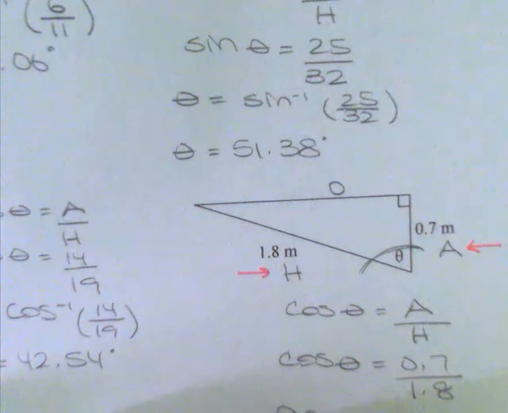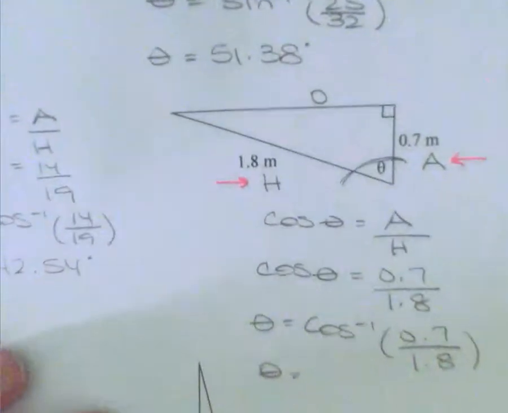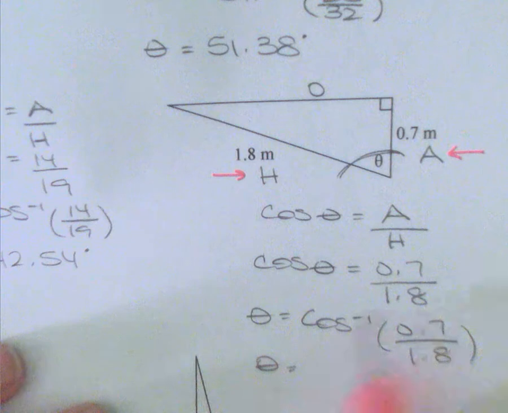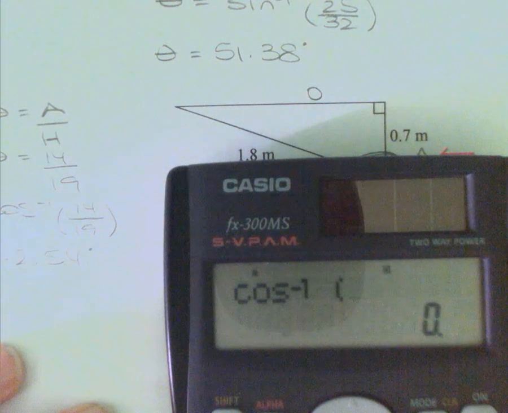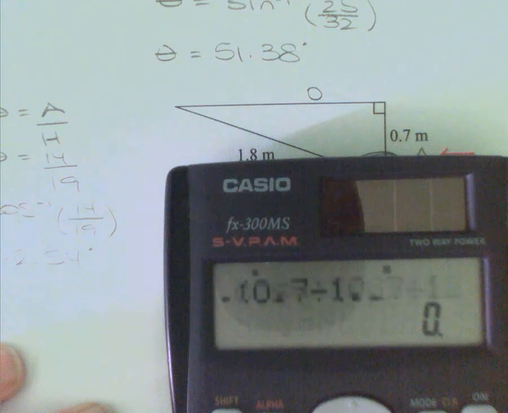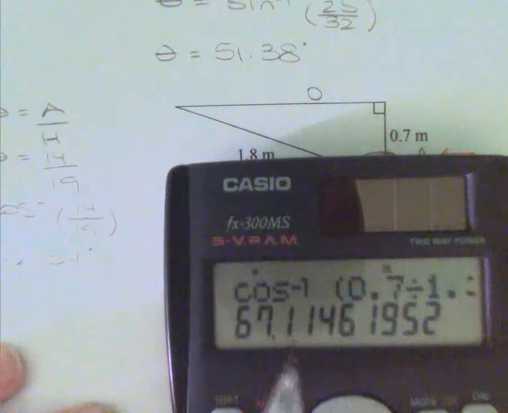So I can say that theta is equal to cos inverse of 0.7 over 1.8. I'm going to put that in my calculator. Again, if your calculator works backwards, you're going to do this divided by this, and then do cos inverse of that answer. So I'm going to go right my normal way. And I have 0.7, and I'm going to divide that by 1.8, and I'm going to close bracket. And so the angle in that triangle would be 67.11.